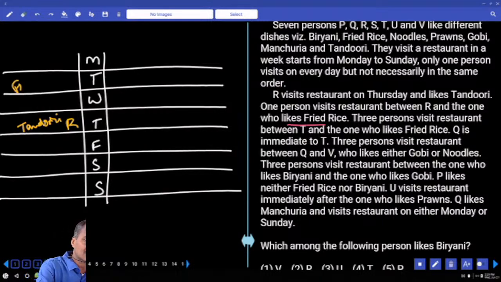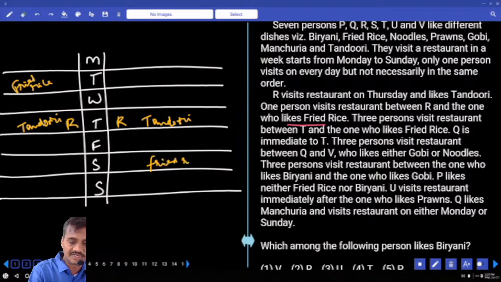Now how many possibilities do we have? There are 2 possibilities for this fried rice. The one who likes fried rice can be above this on Tuesday or can be on Saturday, isn't it? Hence there is a second possibility as well. Now the one who likes fried rice must be on Saturday. Then 3 persons between T and the one who likes fried rice. Now between T and the one who likes fried rice there must be exactly 3.